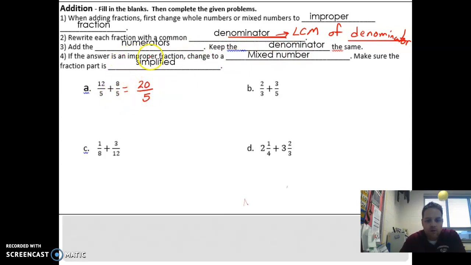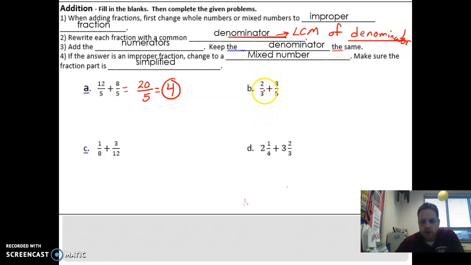If the answer is improper, change it to a mixed number. Well, in this case, we can do that. Let's see, 20 divided by 5. It's not going to be a mixed number. It's going to end up being a whole number of 4. All right. Now let's go to B. Over here, it says change them all to fractions. Well, we already got fractions, so we're good. Rewrite them with a common denominator.